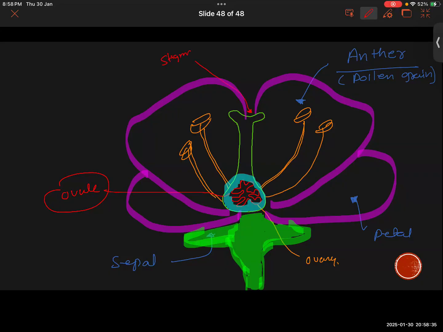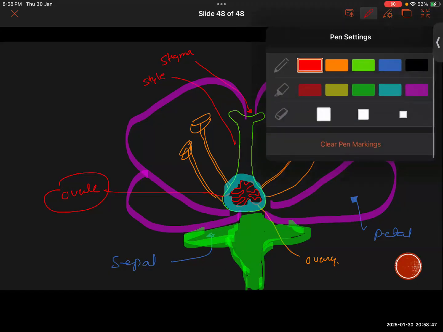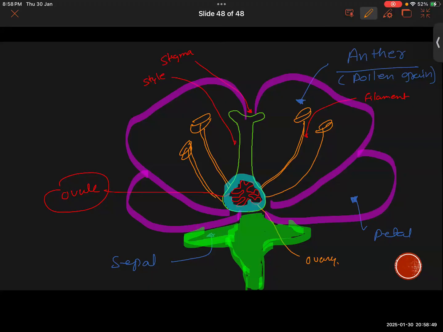That is the stigma, and this part over here is called the style. And this part over here is called the filament. See what is happening in the process of pollination, like how reproduction in plants occurs. Now, the pollen grains from the anther go on to the stigma. The pollen grains are released from this, and they go on to the stigma.